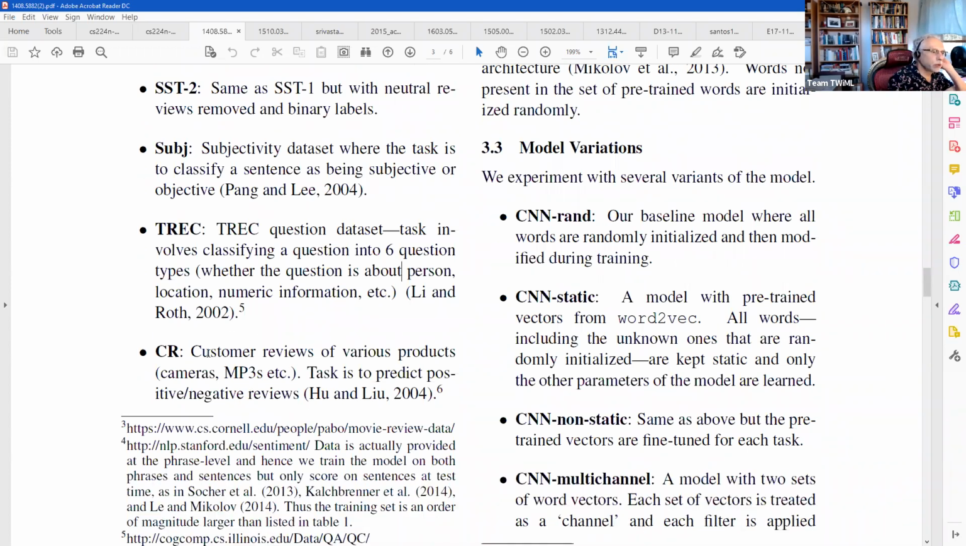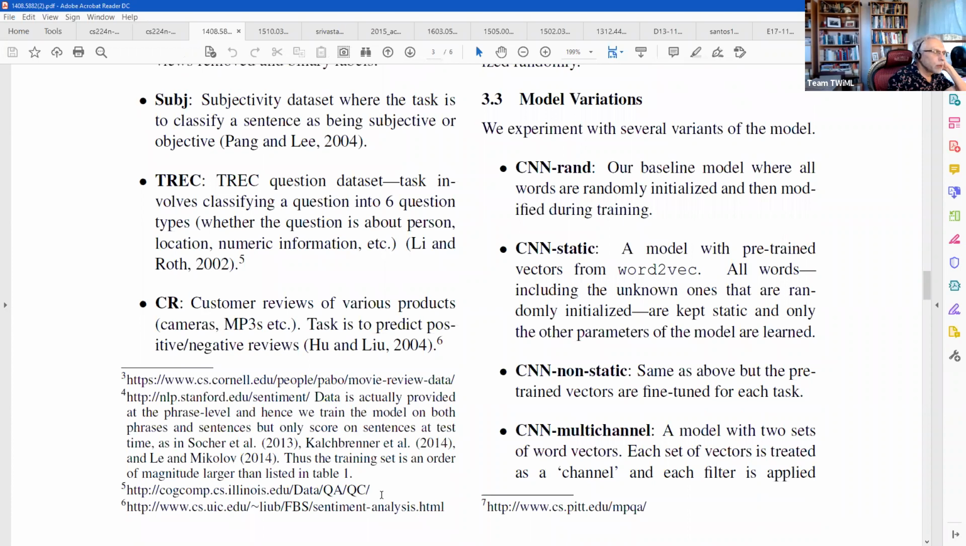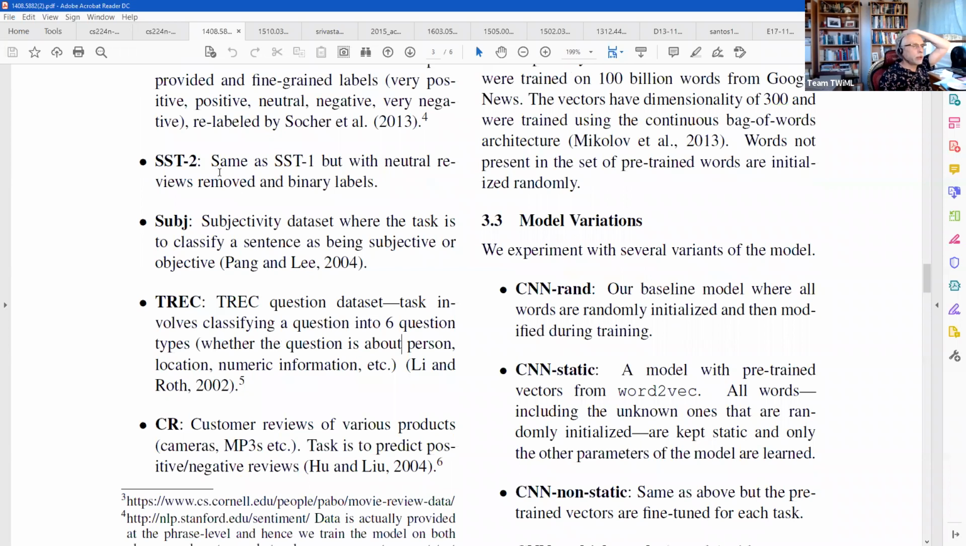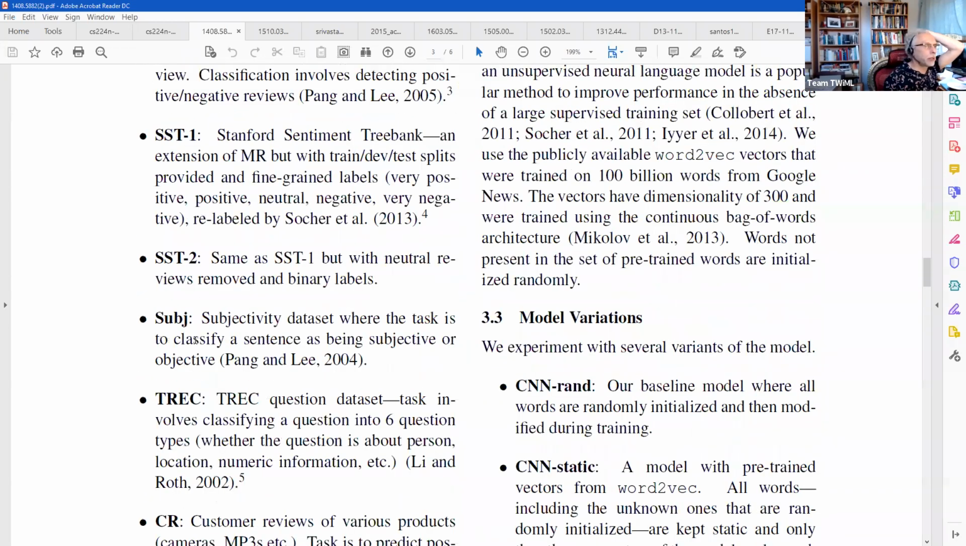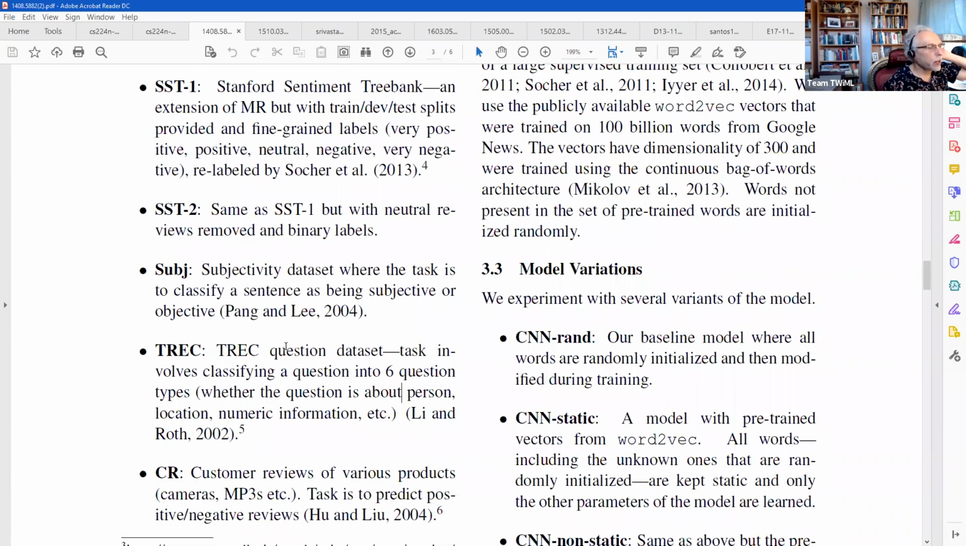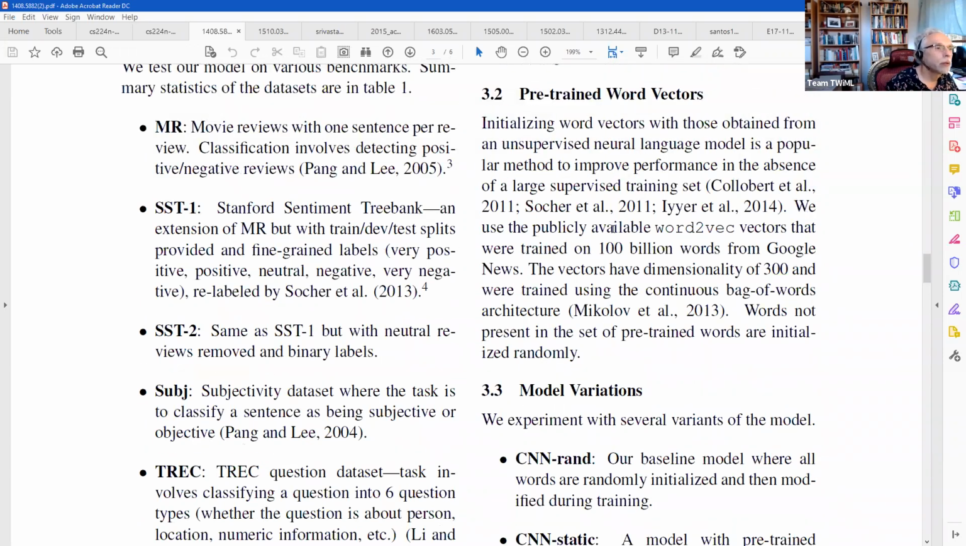And then here's the customer reviews. This sort of predates the Amazon customer review database, but it was already around in 2004. Customer reviews of various products. The task is to predict positive or negative reviews. And then I guess it has more information about these. But the point is we can understand what these data sets are. They're basically 2-way, 5-way, and 6-way classifiers. That's what they all end up being: classifiers into a small number of categories.